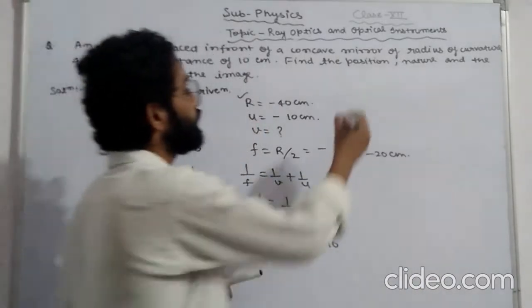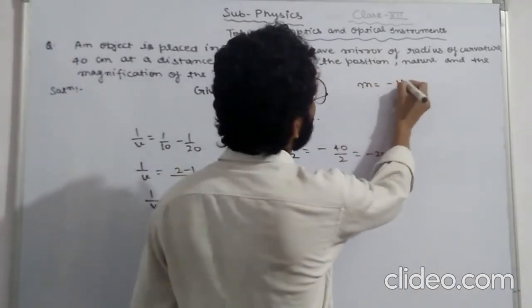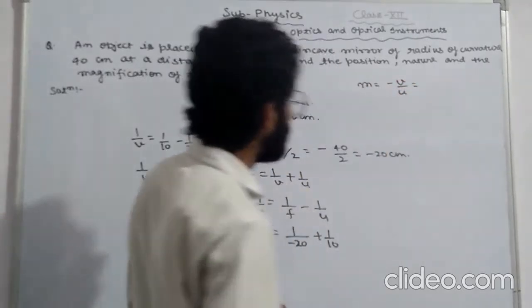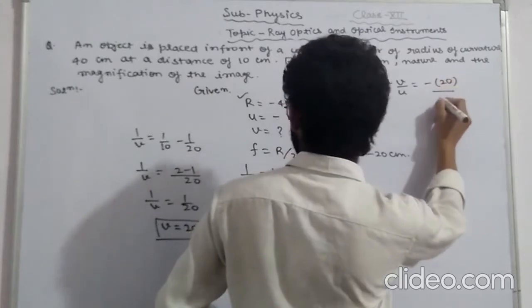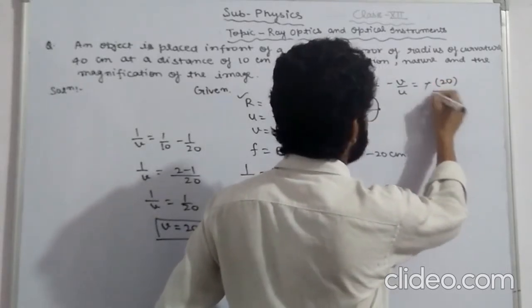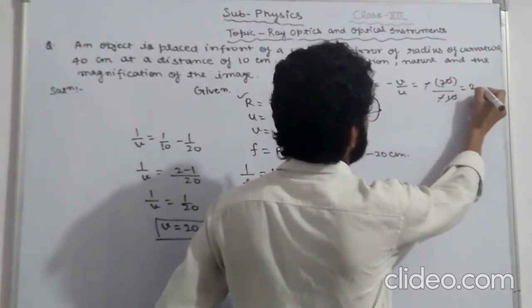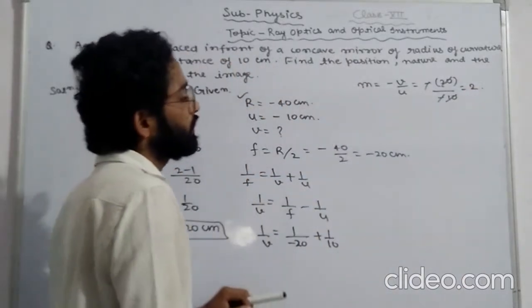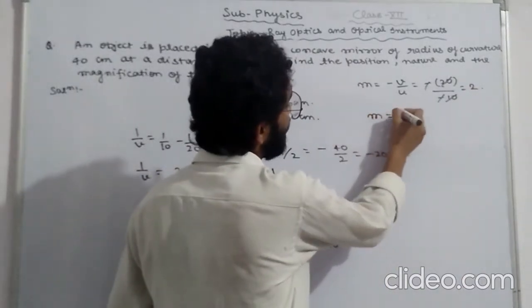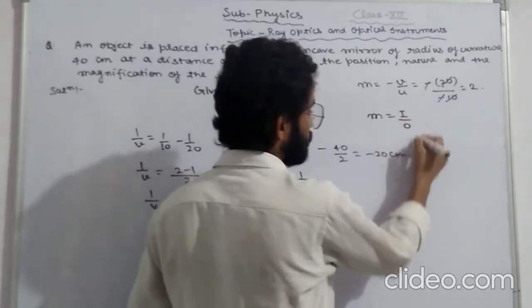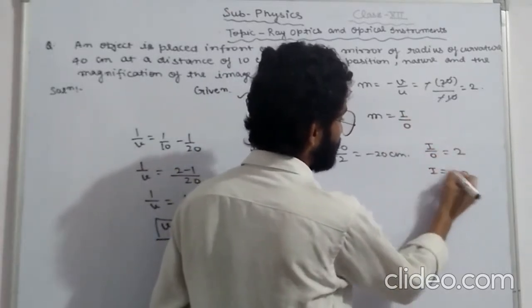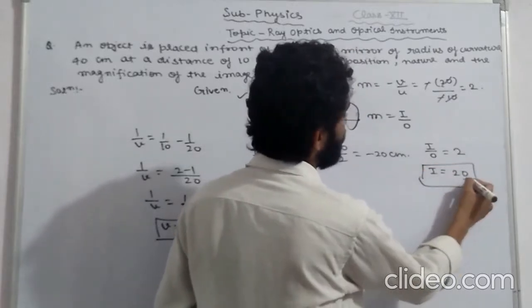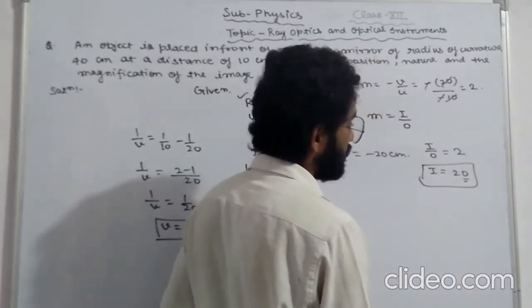Now moving to the next, we have to find out the value of the magnification. For that, m is equal to minus v by u. That is minus 20 upon minus 10, which can be written like 2. The magnification would be equal to 2 and this is written like I by O. So I by O is equal to 2. The size of the image would be twice the size of the object.